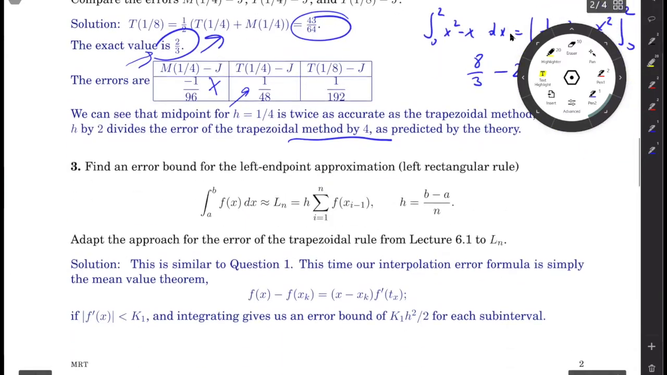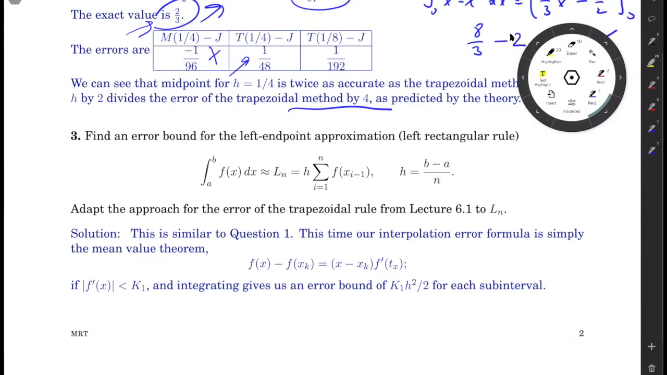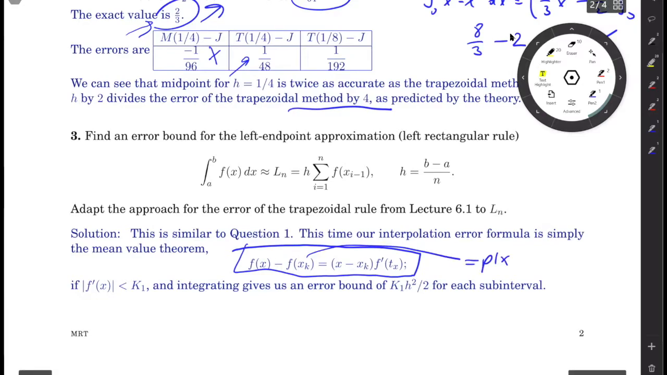Okay, moving on to the next problem here. Find an error bound for the left endpoint approximation, left rectangular rule. And in some ways, this is similar to question 1, but it's actually easier because the interpolation error formula is simply the mean value theorem, right? So this is what the error of interpolation in 1 point says. It's a constant only, right? So this is f of xk, that is the interpolating polynomial. So it's a constant.